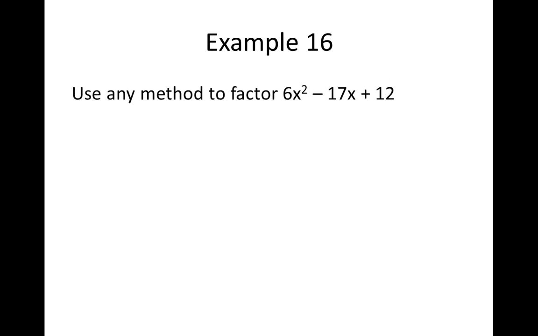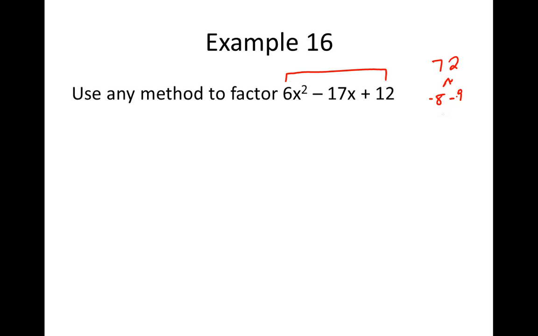Example 16. Use any method to factor 6x squared minus 17x plus 12. So 6 times 12 is 72. So what do we got here? 72, 8 and 9 sort of jumps out. Ooh, that's nice. So 8 and 9. You don't always get it on your first one, but once you get your multiplication tables down, hopefully you guys have those by now, these become a little bit easier.